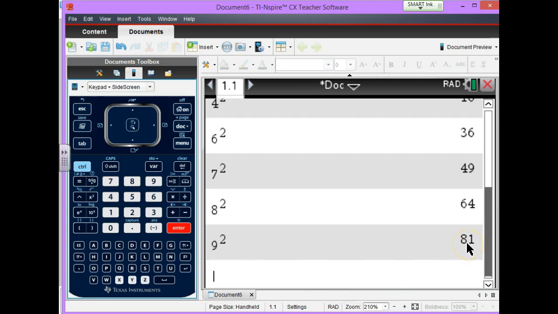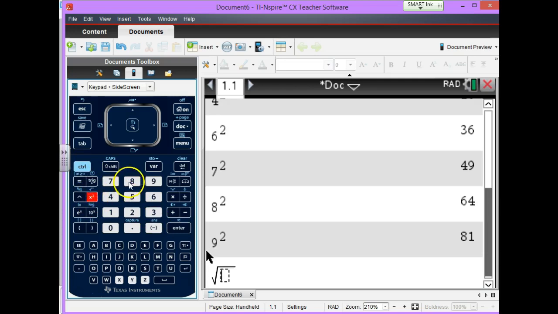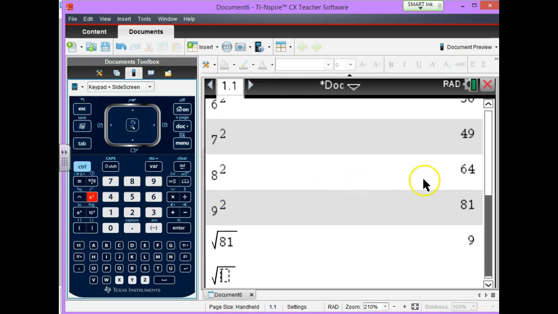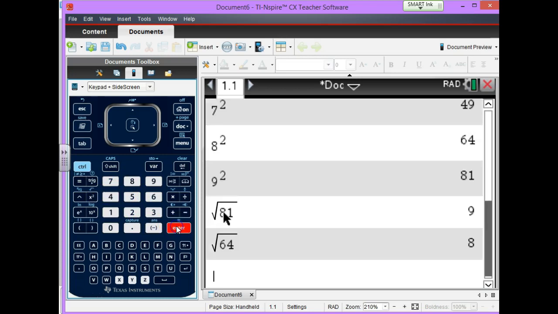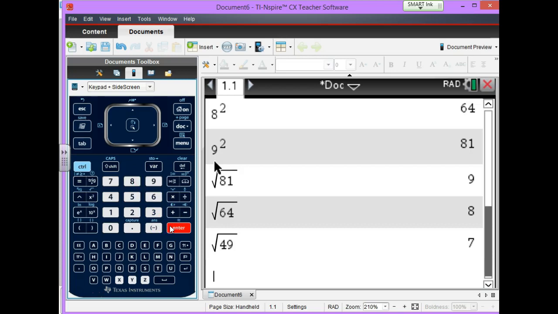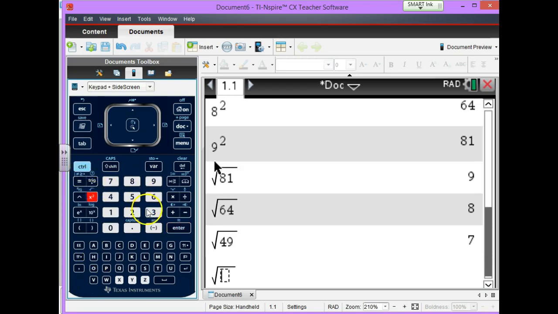If I take the square root now, backwards, of 81, what should I get? 9, right? Keep on going backwards. Square root of 64. Hopefully you caught on to the pattern. The square root of 49, which is up here, should give me a 7, right? Which it does, and I'll do one more. The square root of 36.